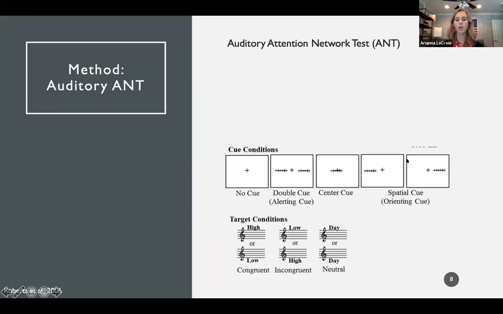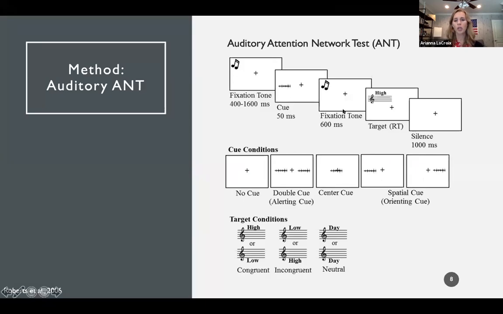And then the spatial cue is either a single white noise burst to either the left or to the right ear. And just like in the visual task, the auditory spatial cue predicts the location, or the ear to which they'll hear the target, 100% of the time. And this is just generally the procedure that we use. So they would hear a fixation tone, followed by the cue, followed by a fixation tone, and then followed by that target.